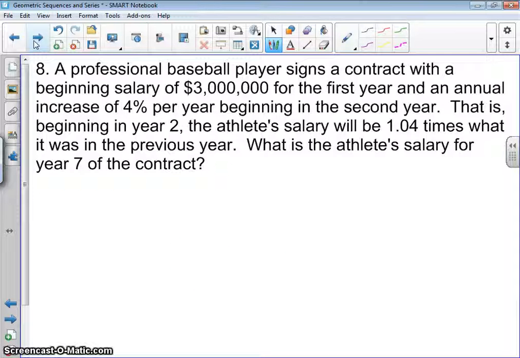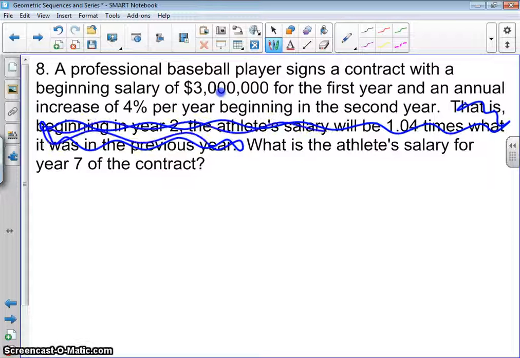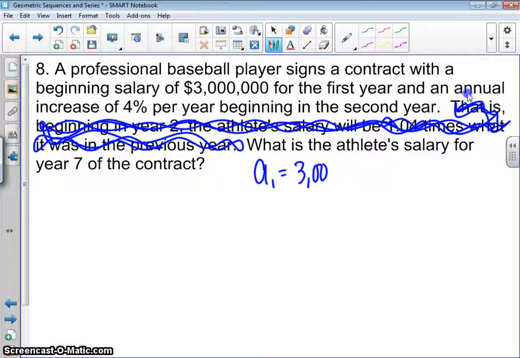And so you really want to pay attention to this one because a lot of people will miss this one. And a lot of times this sentence will not be in there. And so I'm going to mark it out, and hopefully that'll help you realize what you need to do when that sentence is not in there. So it says, a professional baseball player signs a contract with a beginning salary of $3 million for the first year. So I'm going to go ahead and write that one down. A1 equals $3 million for the first year, and it has an annual increase of 4% per year beginning in the second year. What's the athlete's salary for year 7 of the contract?